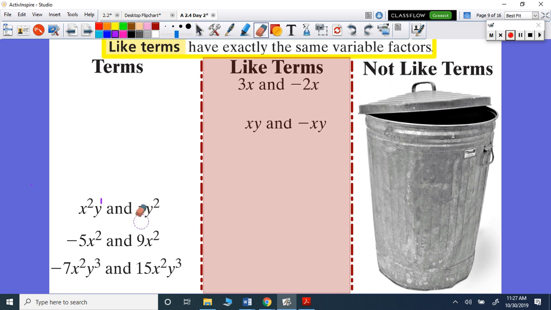Okay. So, yes, Mr. D, when I hit the undo, it all goes back.